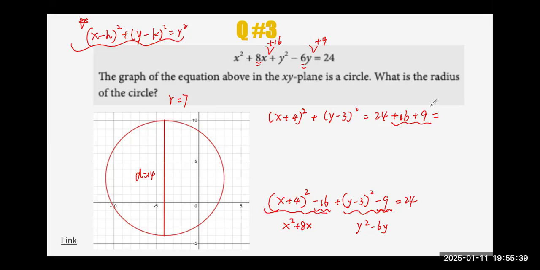And then 49 is what squared? It's a perfect square of 7, right? So we get 49 here, which is 7 squared. If you compare with our formula here, our h is -4, k is +3, and our r is 7, which means our center here will be (-4, 3), with a radius of 7. Okay, is this one clear, everybody?